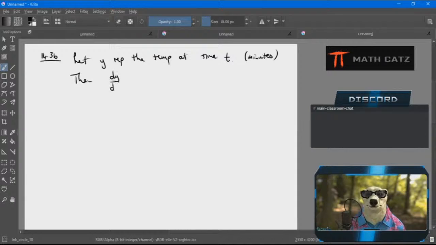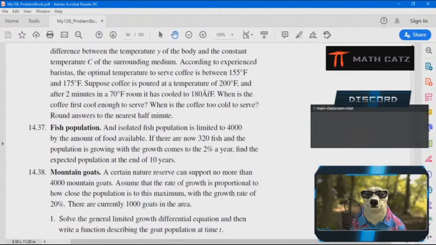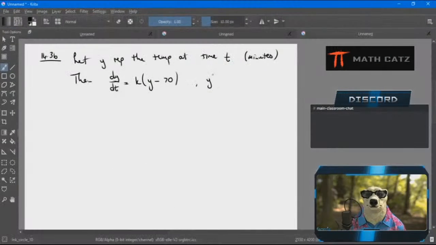Then my coffee is going to cool at a rate that is proportional to the difference between the coffee temperature and the room temperature, which is 70. What is the initial temperature? They say it is 200. So 200 degrees, the initial coffee temperature.